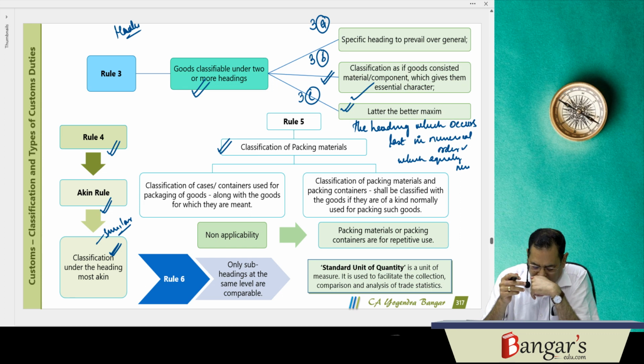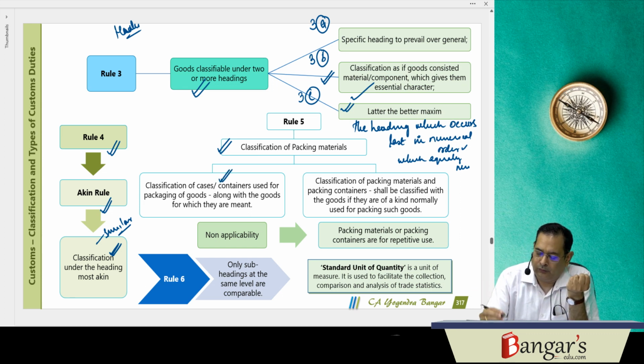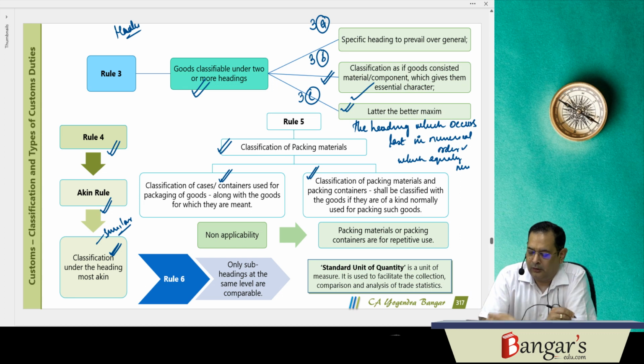They will be classified with the goods they are normally sold with. Similarly, if packing materials or packing containers are there, they shall be classified with the goods of a kind normally used for packing of such goods. However, if the essential characteristics of the goods are derived from the packing material, then this rule will not be applicable.